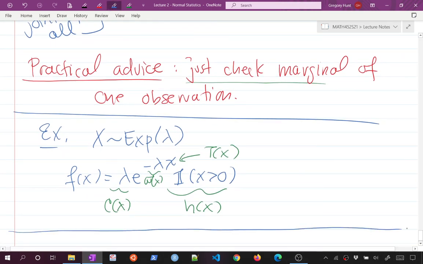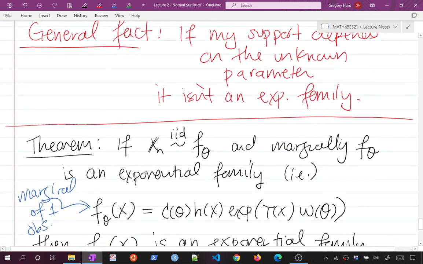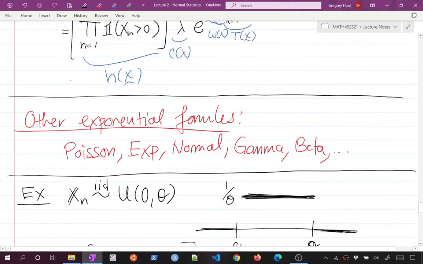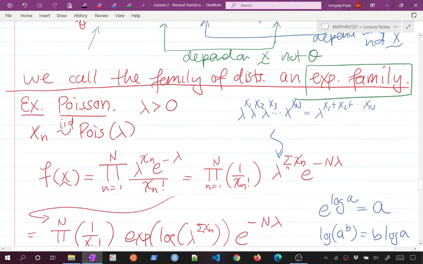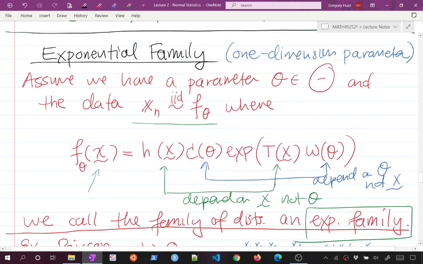People talk about exponential families both ways, so it can get confusing. It doesn't matter. If it's true for the marginal, it's true for the joint. All that matters is you can do the factorization. I will typically state it in terms of the joint distribution, as I did here, where I defined it, but you can just check one of the marginals, and that's all right. It's good enough.